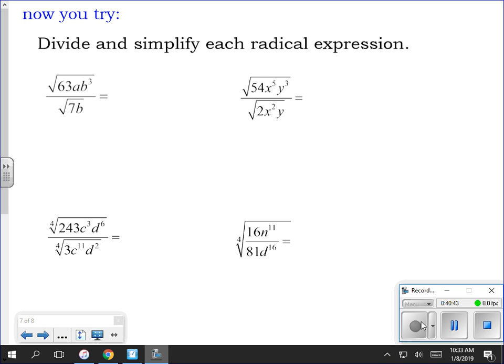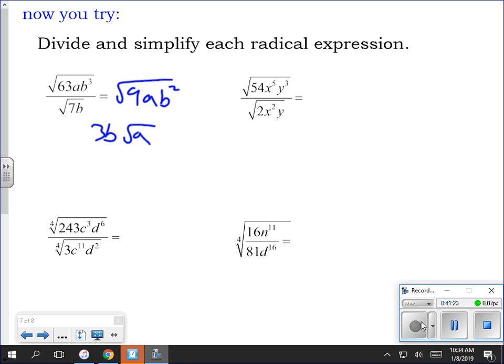So the first one, what I would do is, once again, go ahead and divide it first, simplify it. 63 divided by 7 is 9. So I have the square root of 9, so 9, not 6, 9. Square root of 9a, b cubed divided by b is b squared. And then simplify that one. The square root of 9 is 3. Square root of a to the first is still the square root of a. There's nothing I can do to that. Square root of b squared is b. So I have 3b root a.